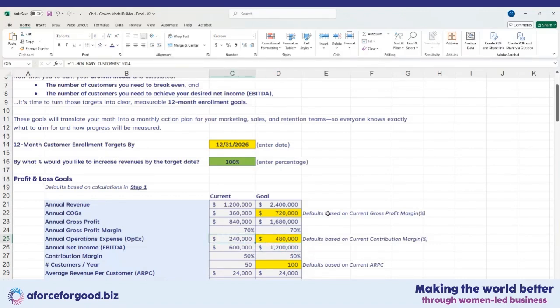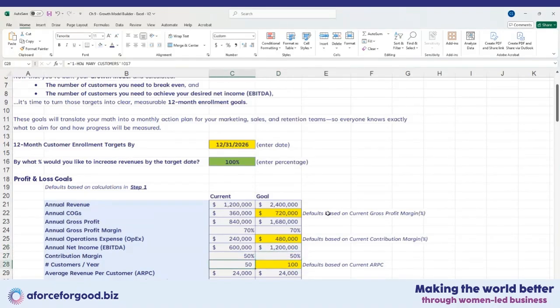So when you're at 1.2 million, it's 240 of OpEx. Here, it's going to go up to 480,000. And then it's going to show your EBITDA. It goes from 600,000 to 1.2 million. Contribution margin, percentage of EBITDA over revenue.